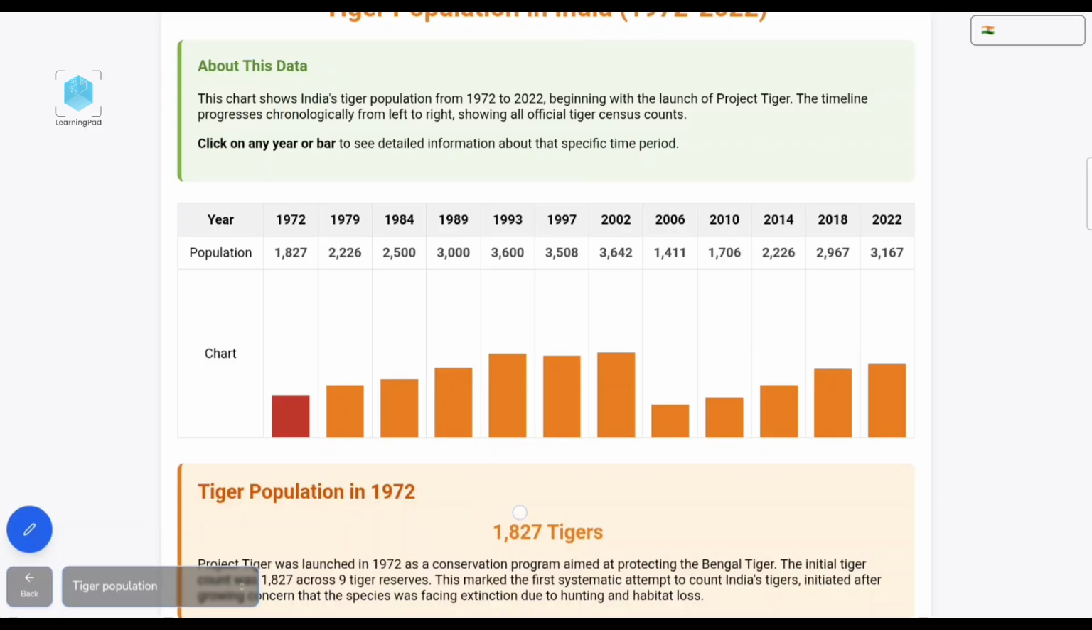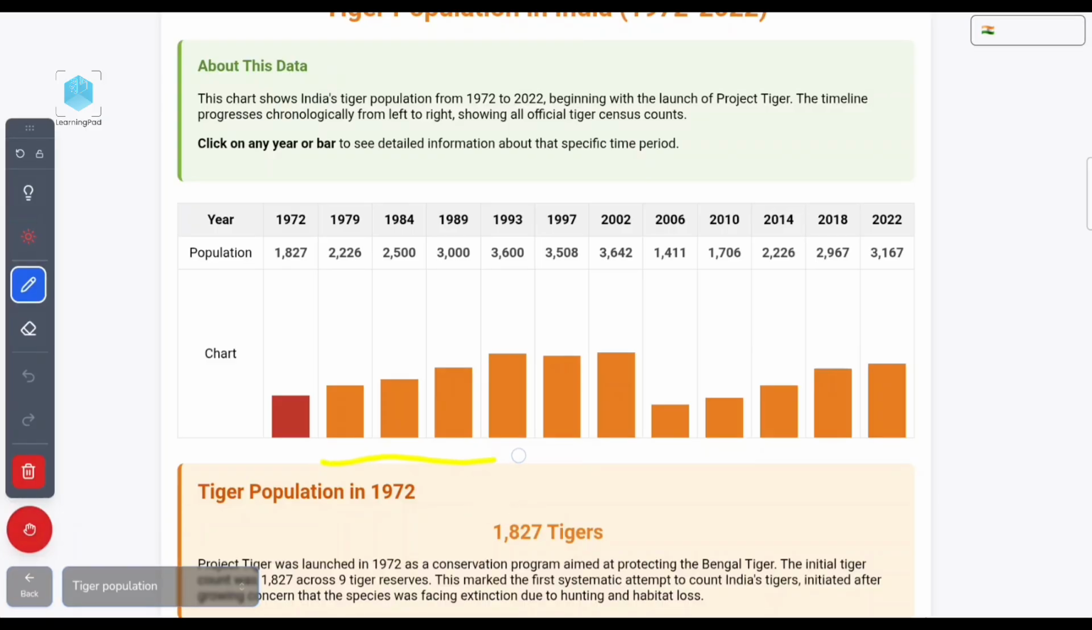As you can see on my screen, see the gradual increase of the population. So what is happening? This chart shows 1972 till 2022. Only about 1,411 tigers in 2006. You see here in 2006, this one. The number rose to nearly 3,000 by 2022.